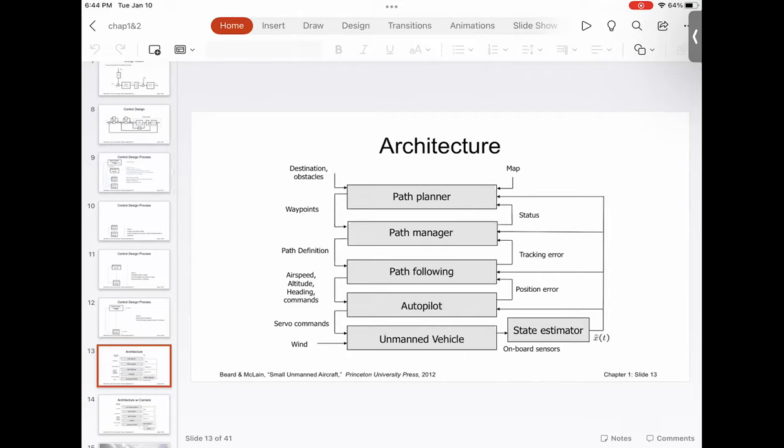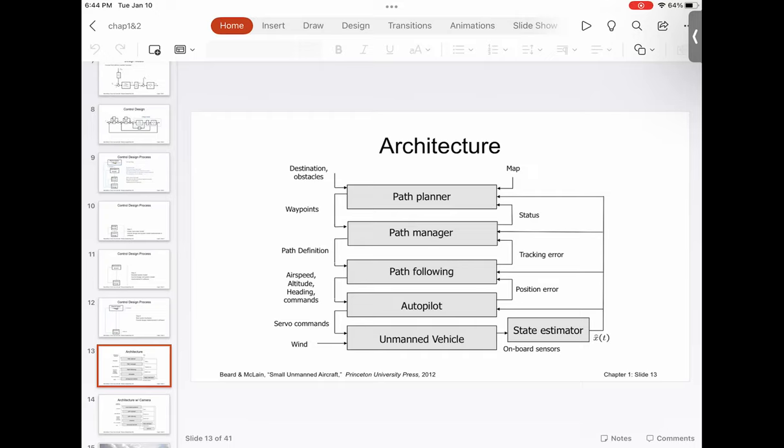So as you can see, the UAV needs to know what is around the UAV. That's why you have IMUs, accelerometers, gyroscopes. You also have cameras, and you also have GPS. So all these sensors are feeding to this UAV, and then these sensors are noisy. So we have to use some type of estimation, some kind of Kalman filtering, particle filtering to find out the best possible solution. That solution gets fed into the autopilot, path following algorithm, path manager, and path planner.